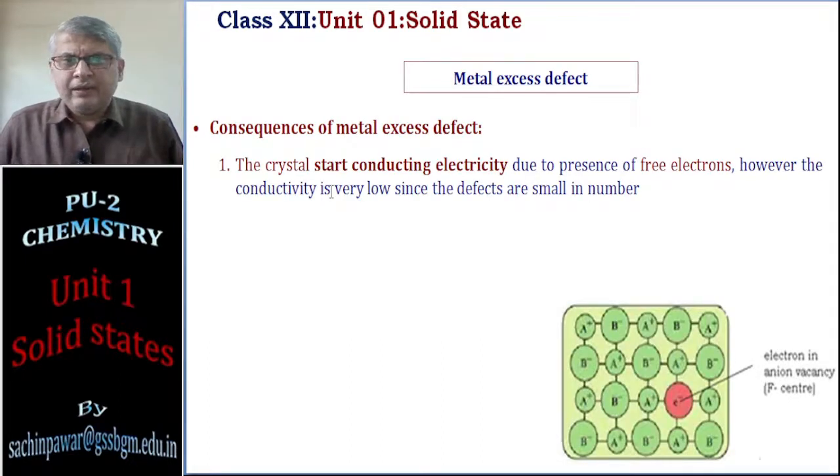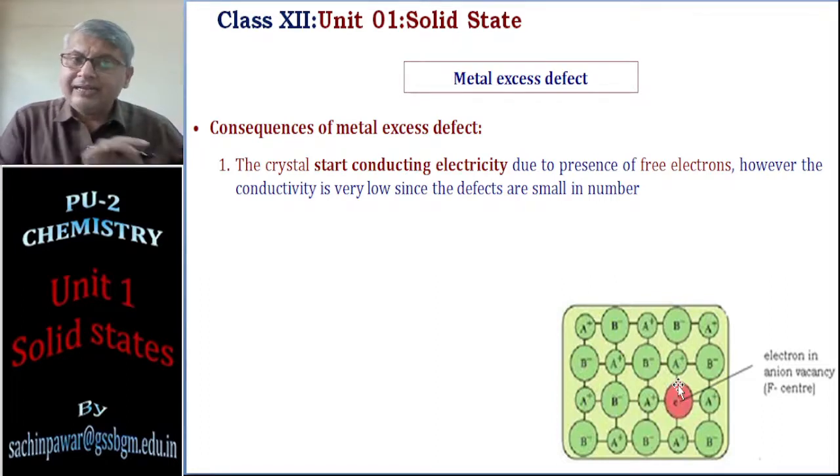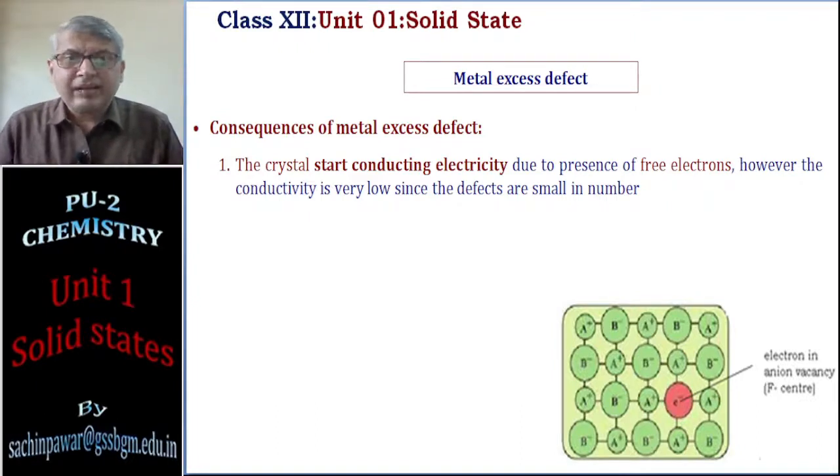The first effect. Both have given us electrons. In the anion vacancies, the electrons come in the F centers, and in metal excess defect we also have electrons in the interstitial site. That means we have free electrons available, and these free electrons can carry current as we pass electricity. Therefore metal excess defect makes the crystal start conducting electricity, because free electrons are available.